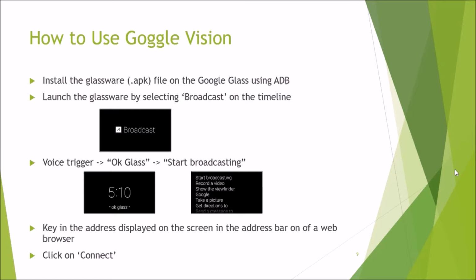Once installed, the glassware can be started by two ways. The first one is by selecting the broadcast card displayed on the timeline by tapping the touchpad on the Google Glass. The second is to trigger the application using specific set of sequential voice commands, which are OK Glass and Start Broadcasting. After starting the application, a web address is displayed on the bottom left corner of the screen, which the user can input into his web browser to access a web interface to provide access to the live stream.